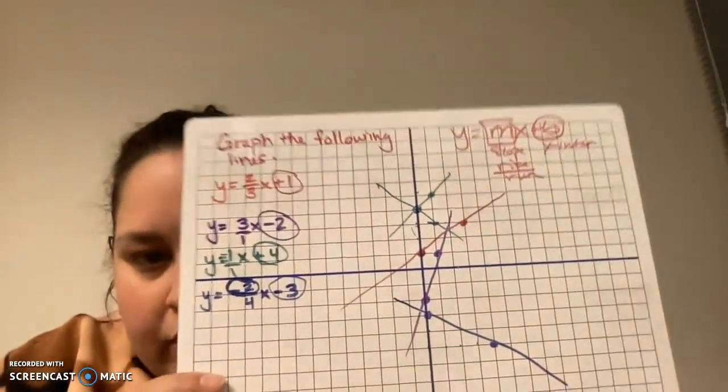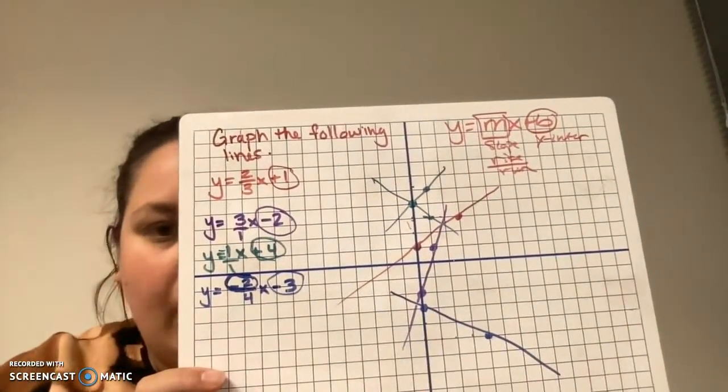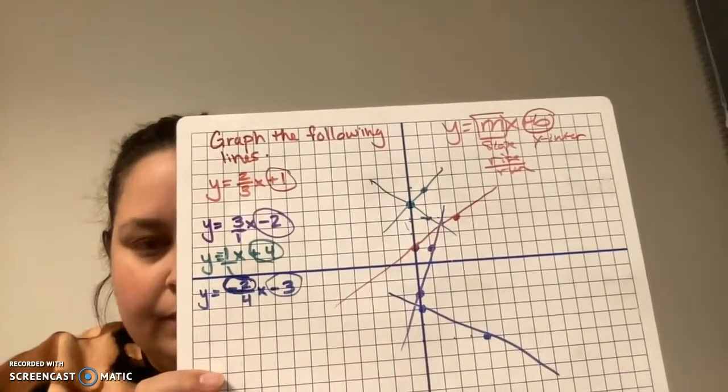So again, double check those lines. Make sure that you know how to graph them. Again, keeping in mind that on that assignment, you are actually just going to be moving points around. But you want to move your point on your y-intercept first. Then you want to count your slope from there, okay?